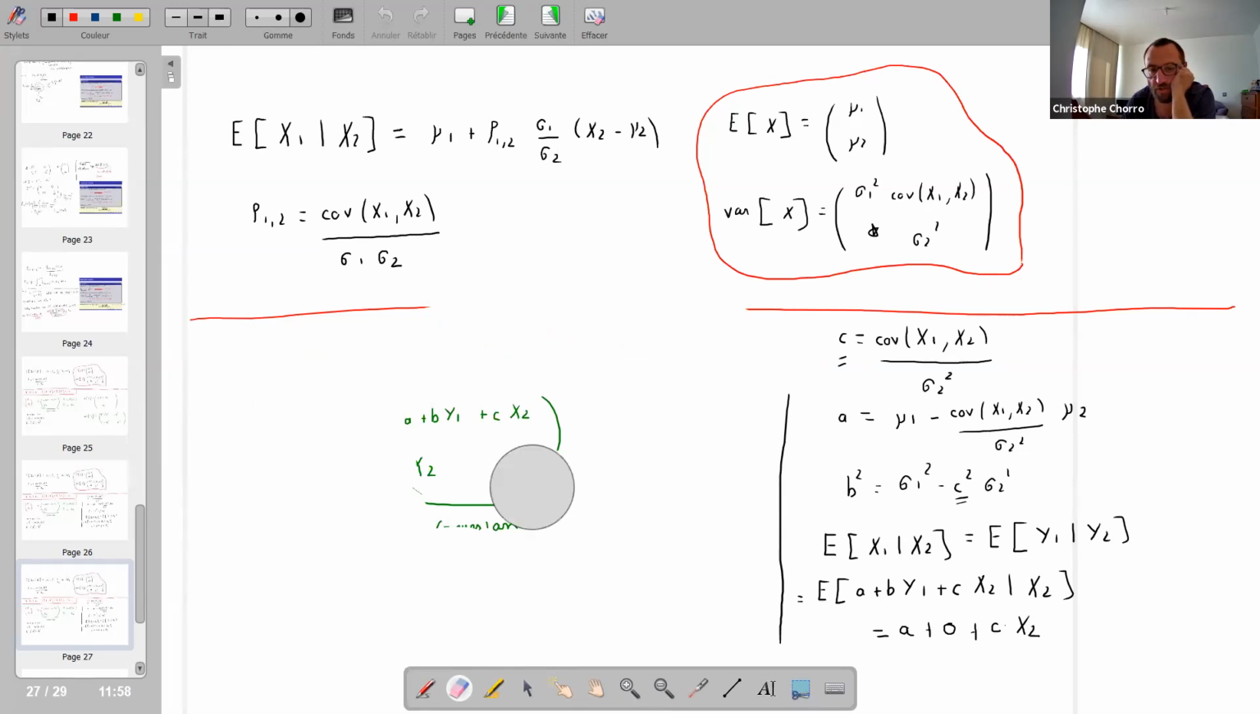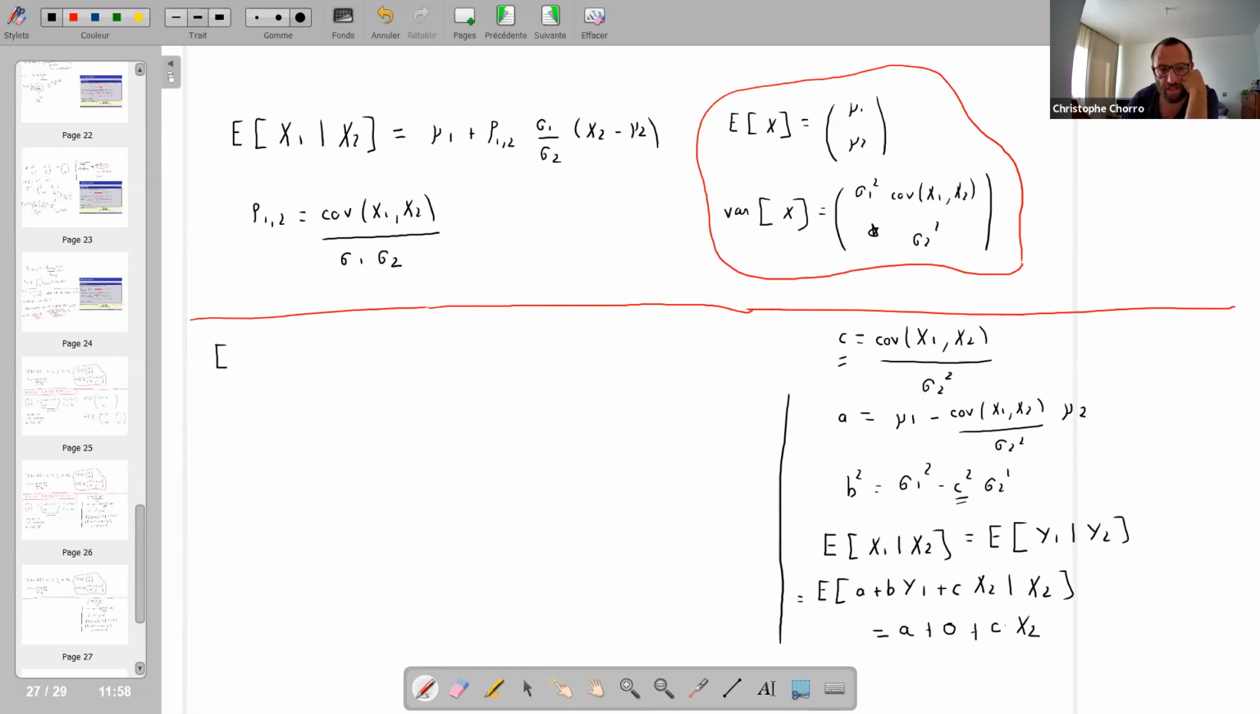Just using the properties of conditional expectation. And that's why I have introduced this new vector y, in order to be able to do the computation, not to compute explicitly the conditional density of x1 given x2, but using simply the basic property of the conditional expectation. So if I replace here, I have obtained that the expectation of x1 given x2 is equal to a plus c times x2. What is a?